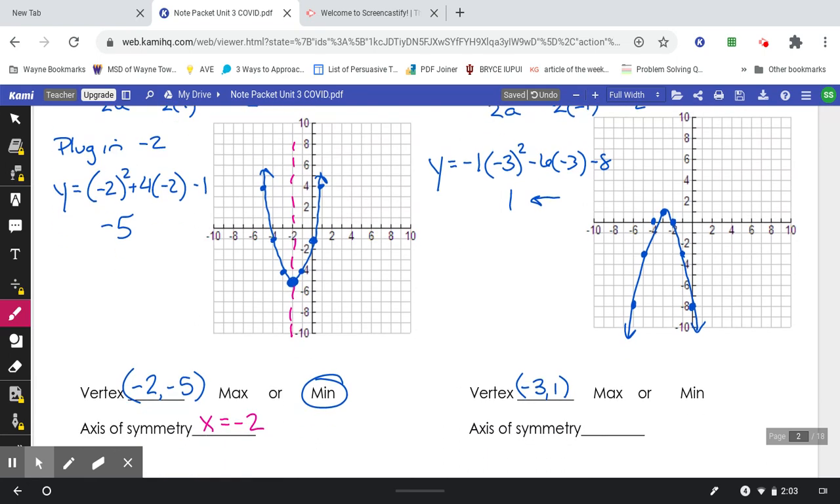You can see on this one that this is a maximum value because this is the highest point on your parabola. And our axis of symmetry always cuts the parabola right down the middle through the vertex. So it'd be x equals negative 3.